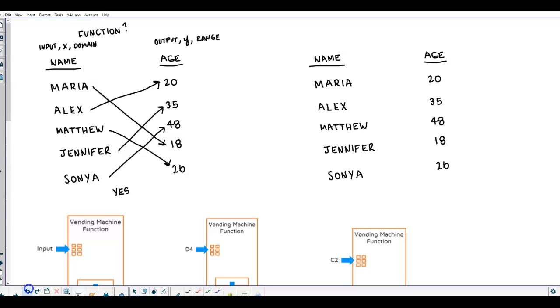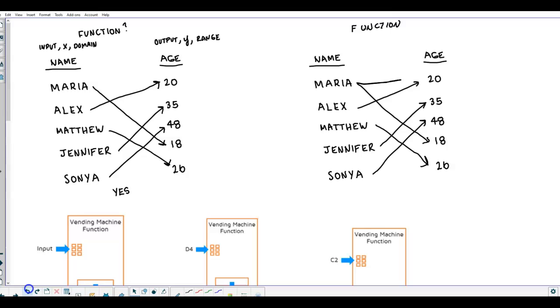Okay, now let's take a look at this example over here. So let's use the same information. Again, let's say that Sonia is 48. We know that Jennifer is 35. We know that Matthew is 26. And Alex is 20. And we know that Maria is 18. It's the same thing that we just did in the first example. Now, let's take a look at Maria. So Maria is 18.